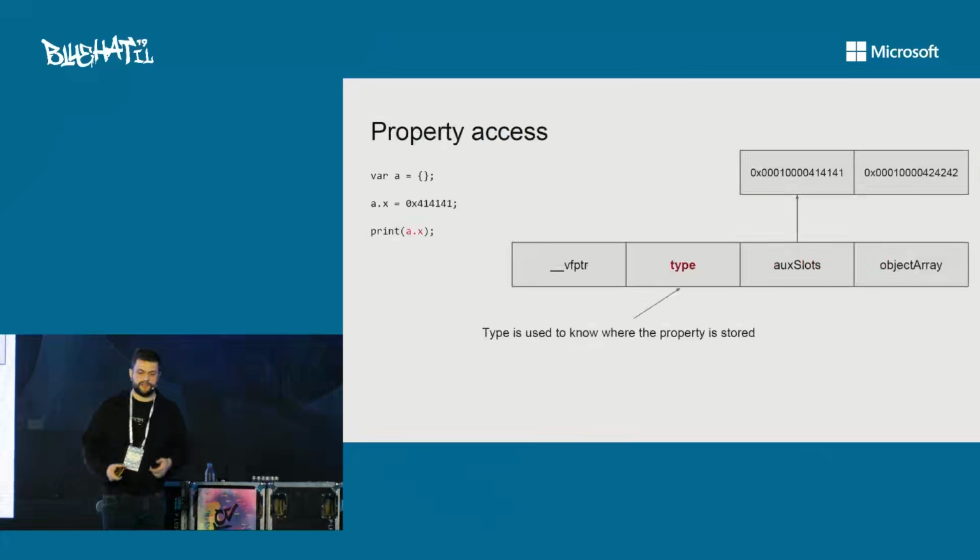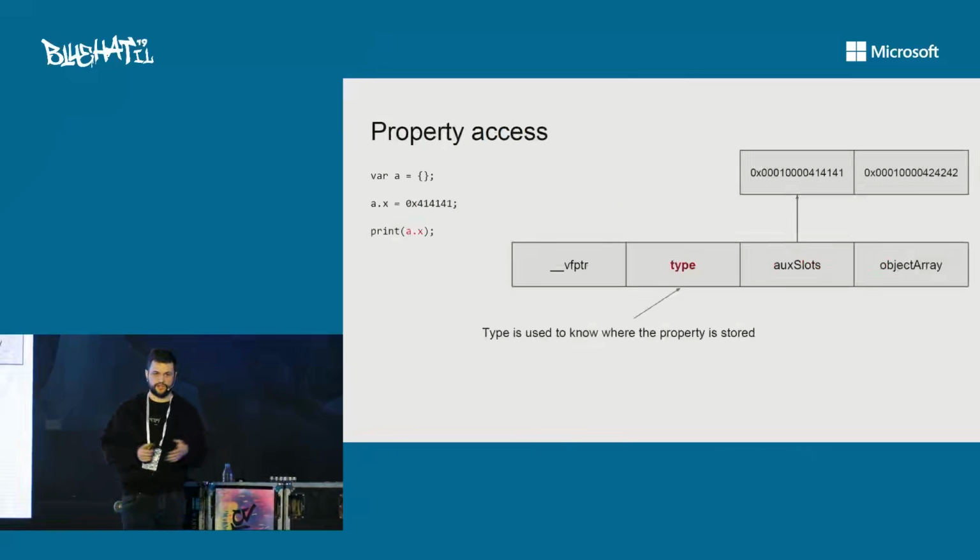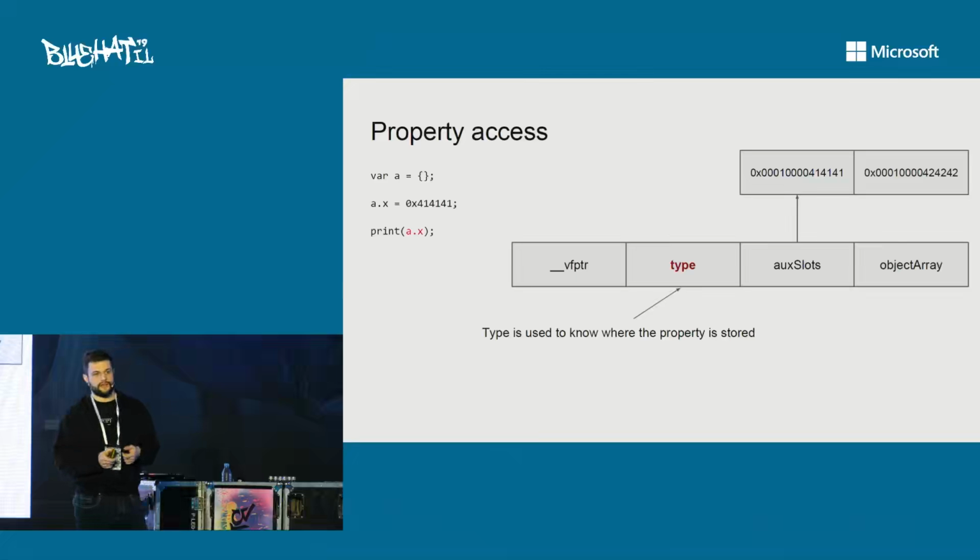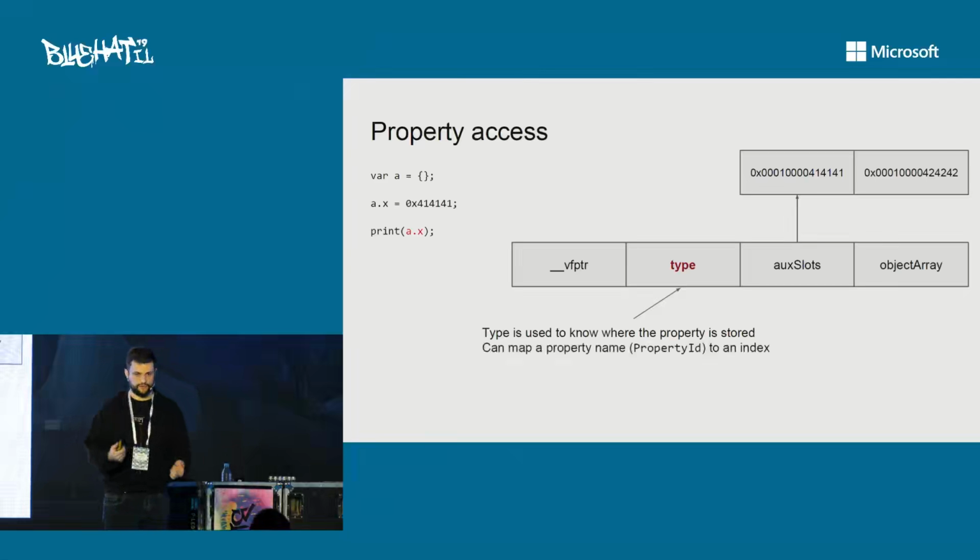So how does property access basically work? Well, as I said, all the Chakra objects will have something called a type, and when the runtime has to deal with code that accesses a certain property, here I'm setting property x on an object and printing it, the runtime will call a method on the type saying, get me that property for that certain property name. Internally, it's called the property ID if you want to look in the code. And that type is able to say, oh, the property ID is at this certain index, and it will return it. So here, if we query the type, it will return auxSlots 0, because that's where a.x will be.